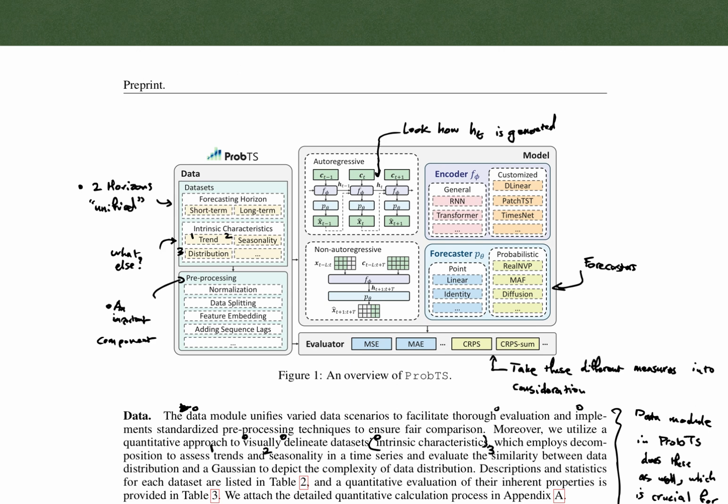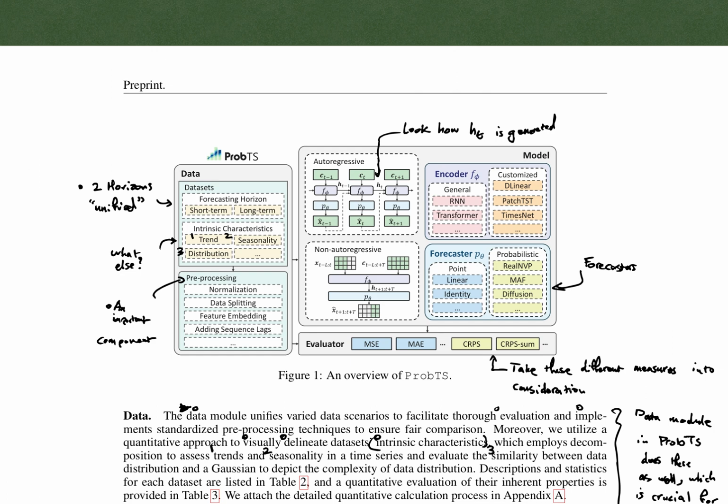Let's take a look at this building block. So this is the ProbTS package. The data is going to have datasets. You have different forecasting horizons that signify them, so short-term versus long-term. You have intrinsic characteristics associated with this dataset. So for example, trend and seasonality can be decomposed using methodologies such as the paper that was proposed in 1976. Distribution can be assessed by considering the Jensen-Shannon divergence and things as such, and compared against, for example, Gaussian and things like that.